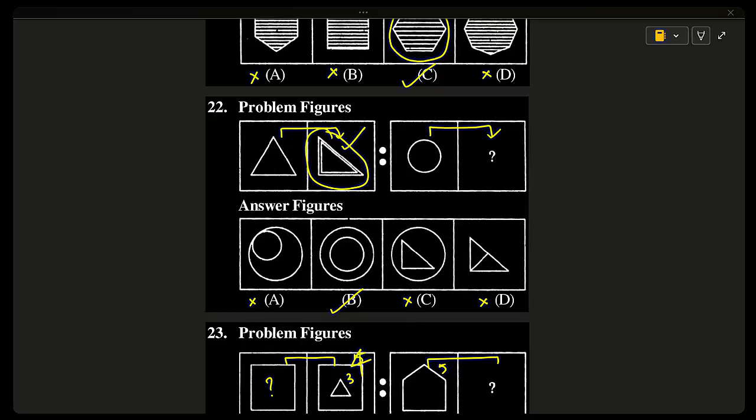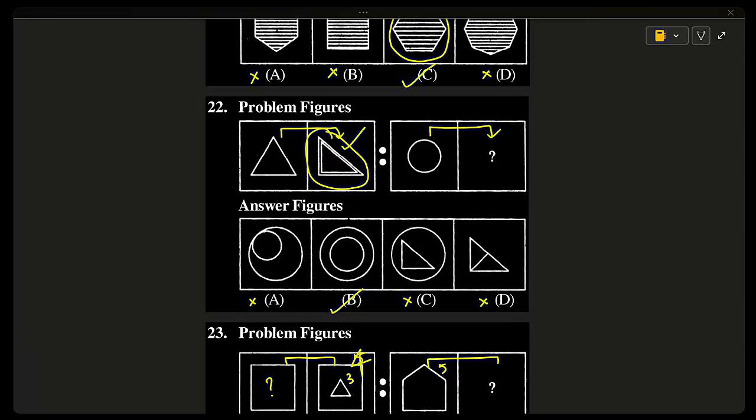Rutvik? Sir, 22, sir. 22, I just explained. The figures should not touch each other. Option B. Nishika? See, meanwhile, while I am explaining to other student, if your doubt gets clarified, you can lower your hand. Nishika, tell me.